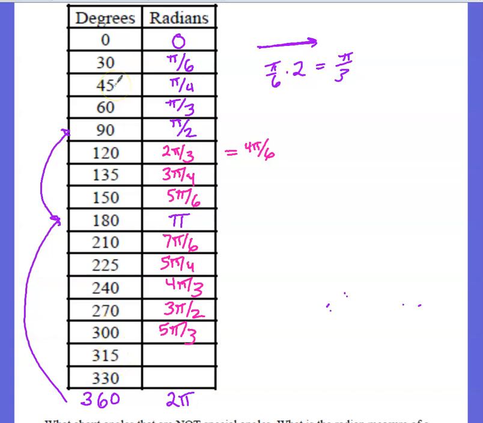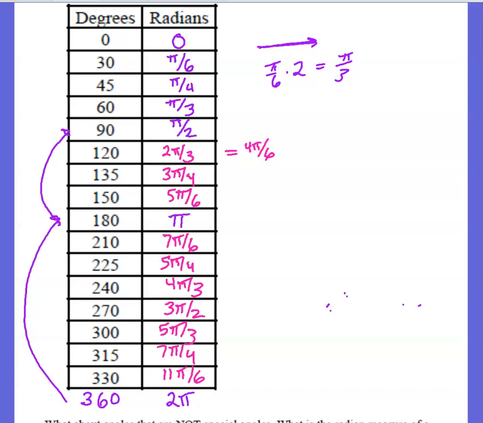315 was 45 times 7, so 7 pi over 4. And then 330 was 30 times 11, so 11 pi over 6. Some of those larger ones get a little trickier, but these are the ones around the unit circle that you are probably familiar with from last year.